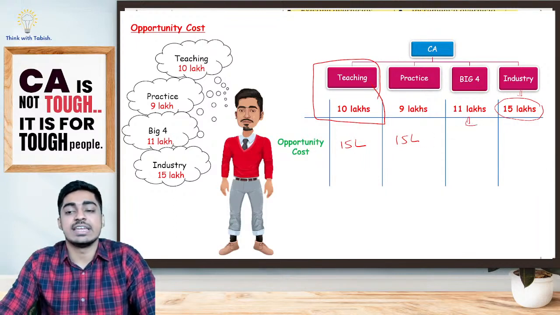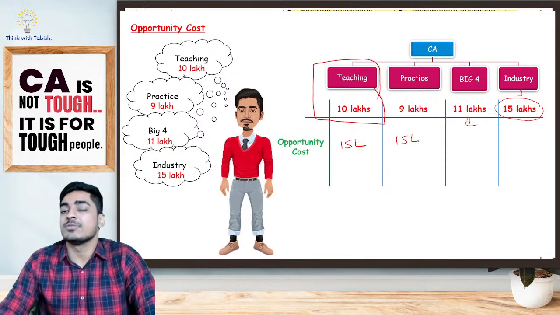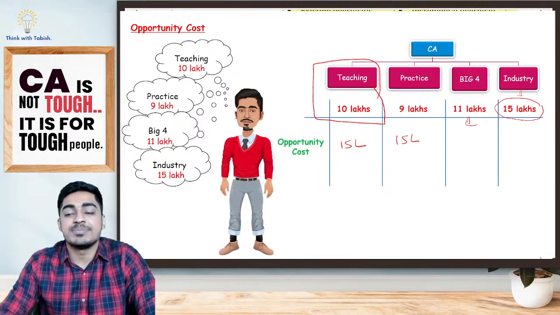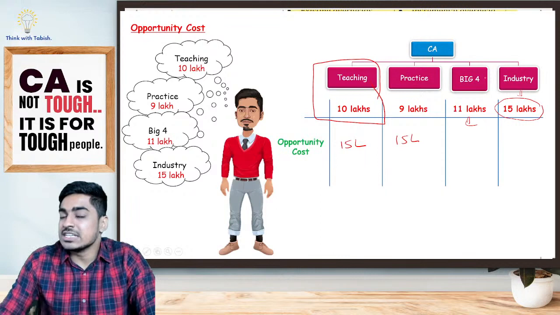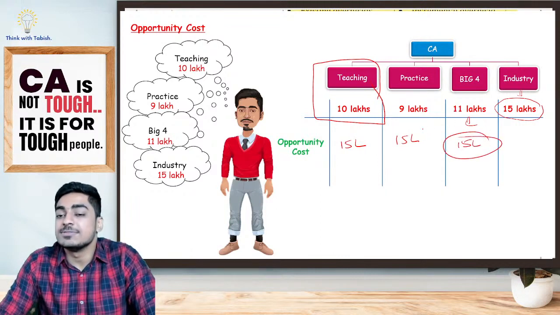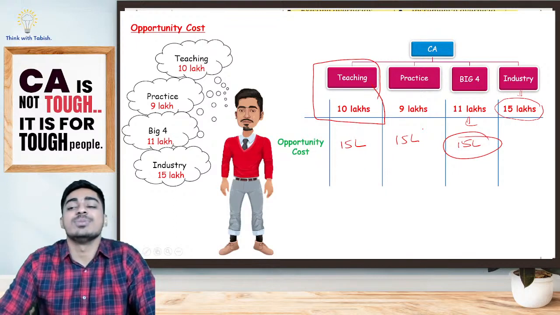Now Big Four is 11 lakh. If not for Big Four, what could I have done? Either teaching, practice, or industry. In that, industry was the best option, which would have given me 15 lakh rupees. I have sacrificed the 15 lakh rupees to get into Big Four.